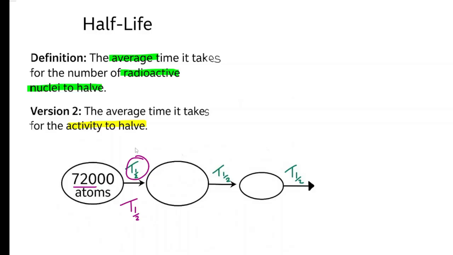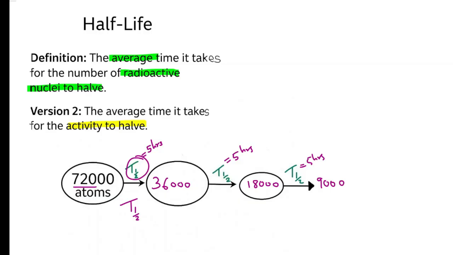Now let's say this half-life is 5 hours. So if you check in 5 hours, the number of radioactive atoms will be half of 72,000, which is 36,000. Now check it in another 5 hours, it will be half of 36,000, which is 18,000. Give it another 5 hours, it will be 9,000. Another 5 hours, 4,500, and so on and so forth.